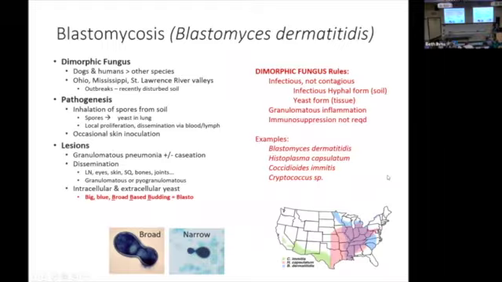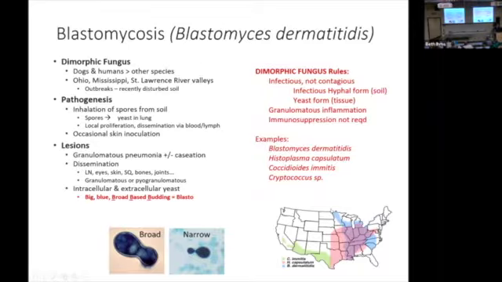Okay, Blastomyces. So now we're into the dimorphic fungi. Rules for these: they are infectious, not contagious. So you get them from the soil. You do not get them from infected creatures or people. The yeast form in tissue is not contagious. These cause granulomatous inflammation, and immunosuppression is not required. So these are like the high virulence fungi that anybody can get. You don't need to be suppressed.